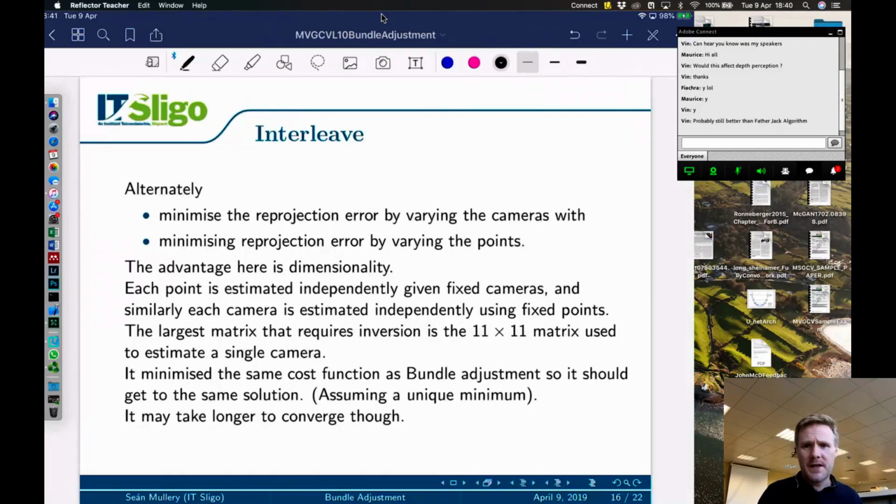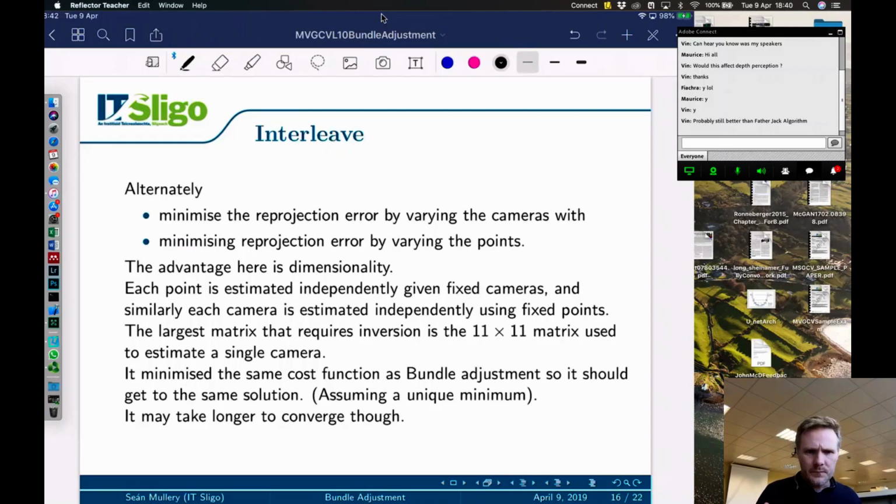Interleaving then, basically what this does is it alternately, firstly, minimizes the reprojection error by varying the cameras only, so only varying the rotation and translation. Then it minimizes the reprojection error by varying the points only, and it goes back to the other one and back again, and you should get closer and closer as you go. The reason this is useful is that because you're not doing the two together, the dimensionality of your problem drops. So the advantage here is dimensionality. Each point is estimated independently given fixed cameras, and similarly each camera is estimated independently using fixed points. So the largest matrix you have to deal with that would require inversion is something like an 11 by 11 matrix used to estimate a single camera.